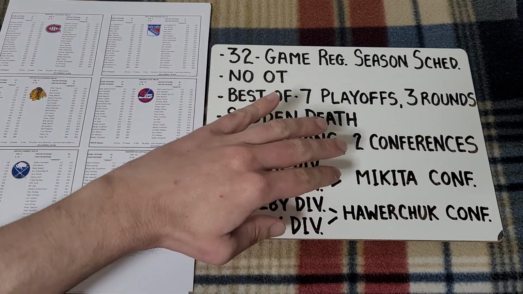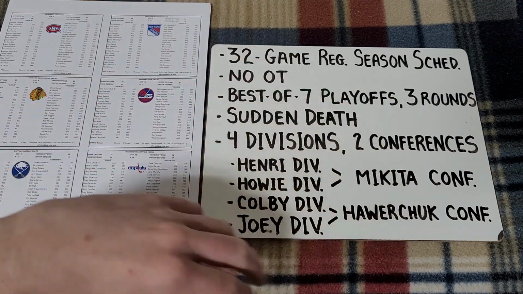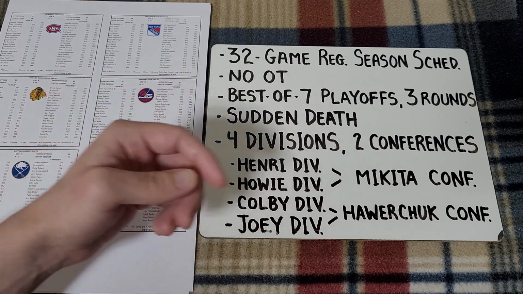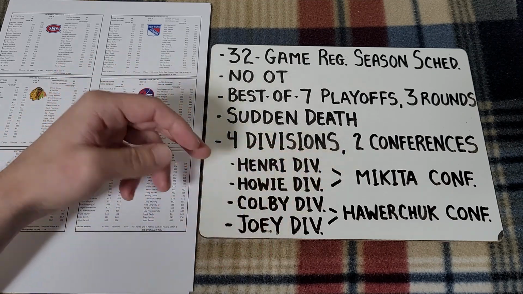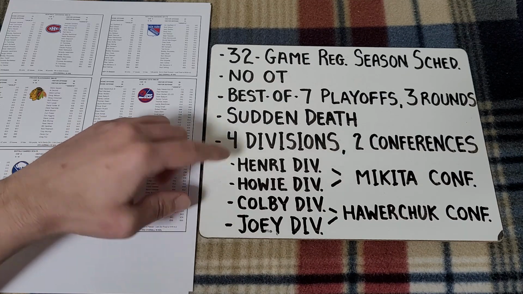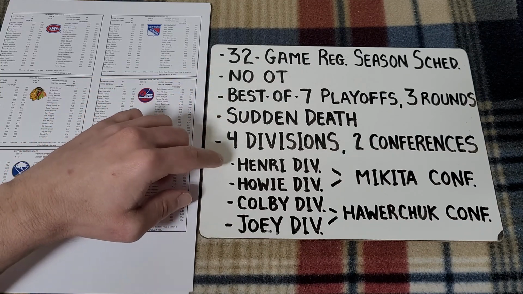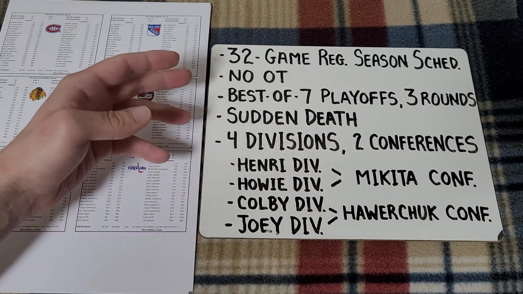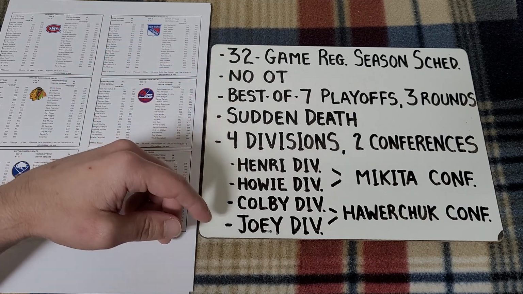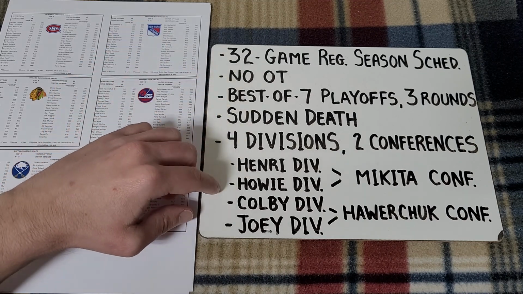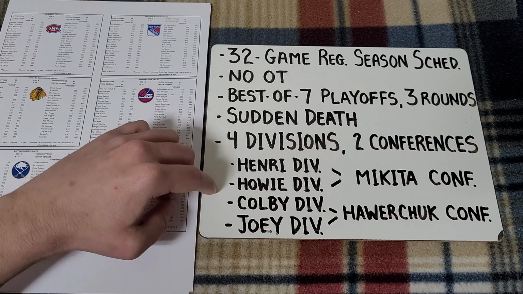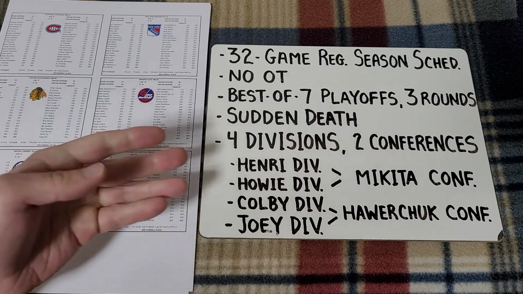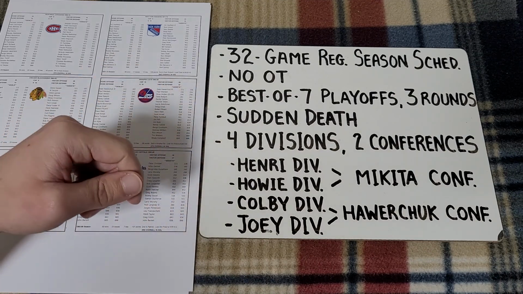And the Makita Conference, and these are all named after recently departed players and personalities, people who contributed significantly to the game. So you have the Makita Conference for Stan Makita. And in this conference, you have the Henry Division in honor of the Pocket Rocket, Henri Richard, and also the Howie Division for the late great Howie Meeker, who actually just passed away in 2020. It was as I was doing a 1946-47 replay, actually, the year that he won. I'm not sure if it was called the Calder Trophy at that time, but he won Rookie of the Year in the NHL that season over Gordie Howe, actually.